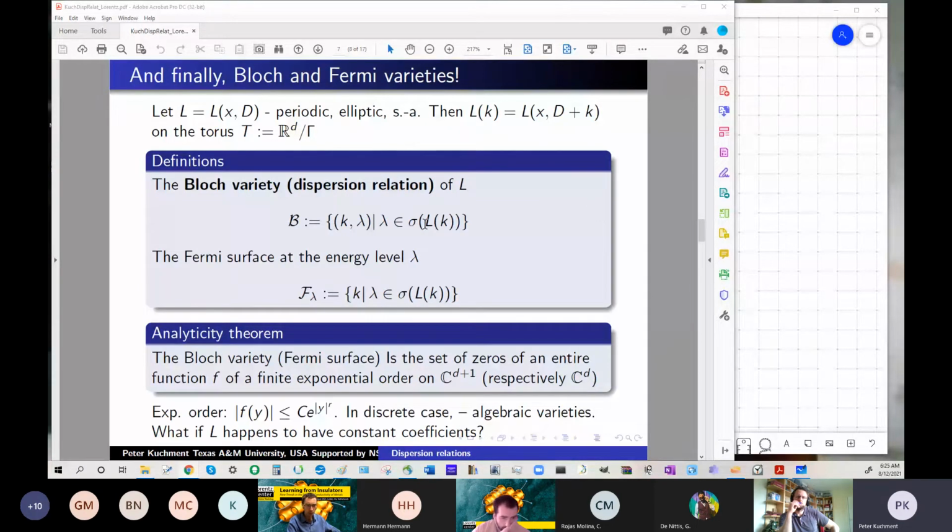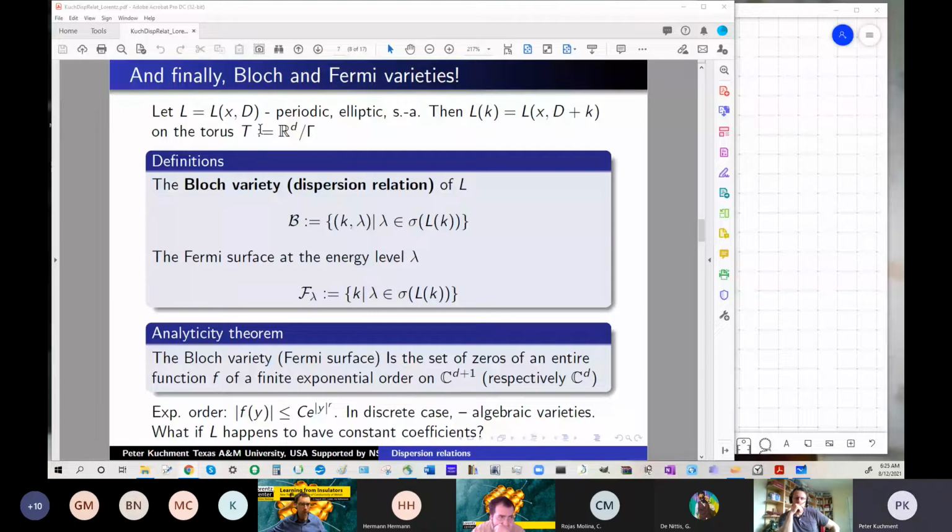And so now we have those Bloch and Fermi varieties. Namely, your operator L of k just has this symbol shifted by the quasimomentum, and it acts now on the torus, so it has discrete spectrum.